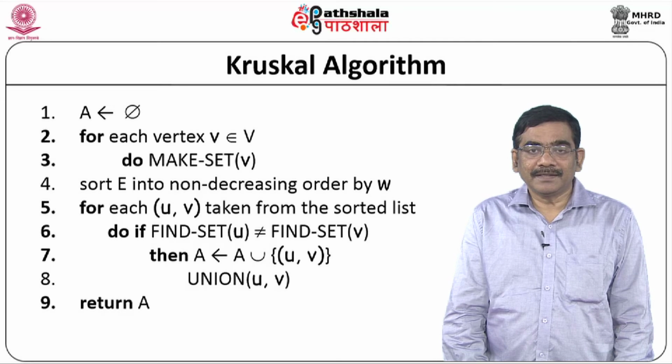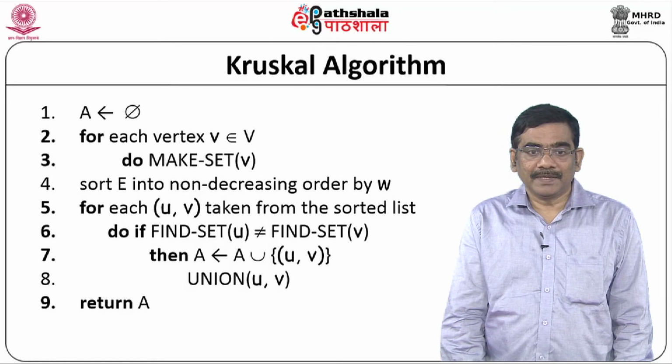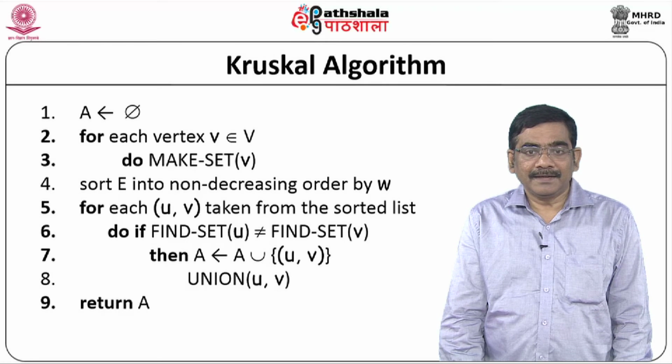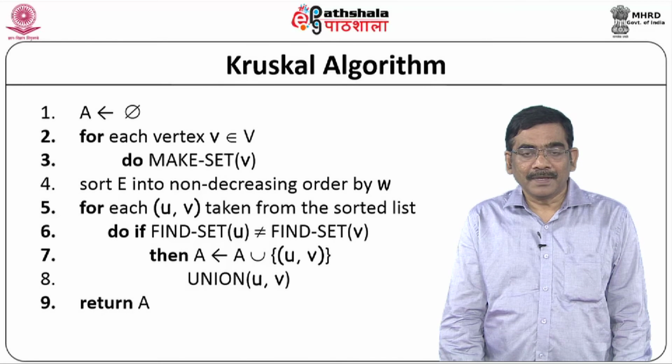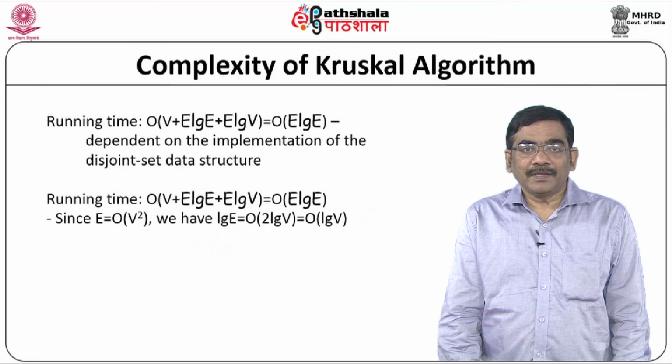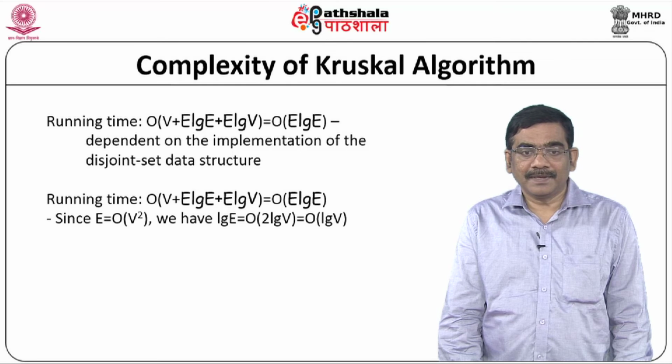Fortunately, disjoint set simplifies this problem. I can use find set u and find set v. If these are not equal, that means they are not forming any cycle, so I can add this edge. Then I can go for set union. Repeatedly I can iterate this. Finally, at the end of the algorithm, I have the spanning tree. So, what is the complexity of this algorithm? The complexity is dependent on the complexity of your disjoint data structure.